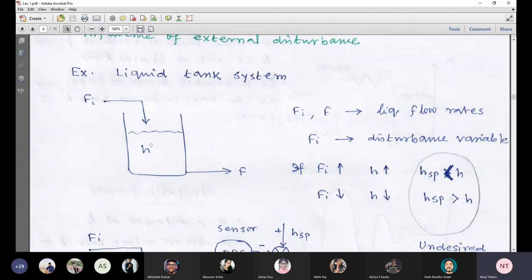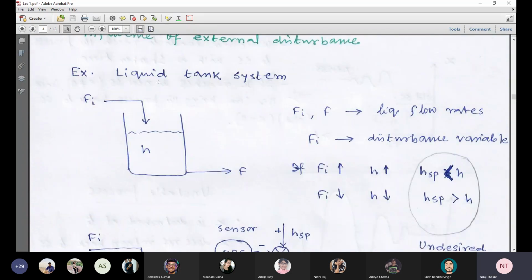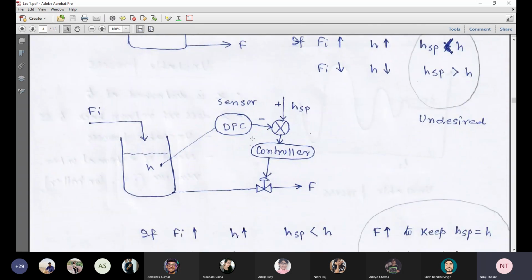Okay, and that can be taken care of by properly adjusting the outlet flow rate capital F. So this is the open loop schematic for the example liquid tank system, because it does not include any controller. And here we have just included the control configuration. That's why it is called closed loop liquid level system.